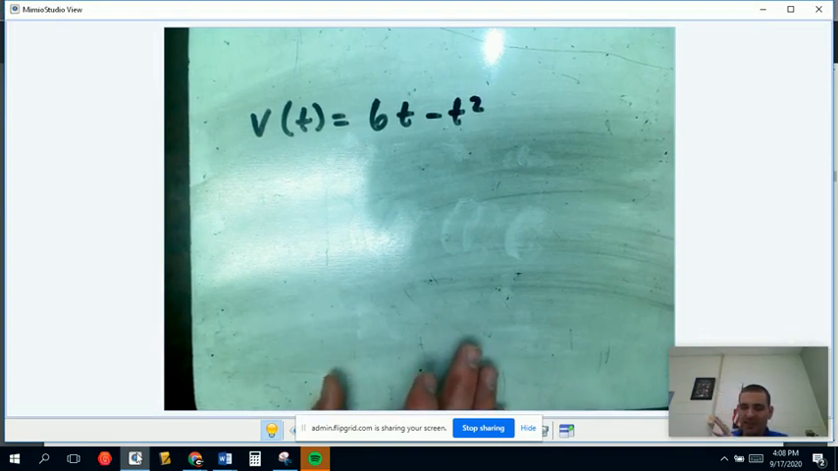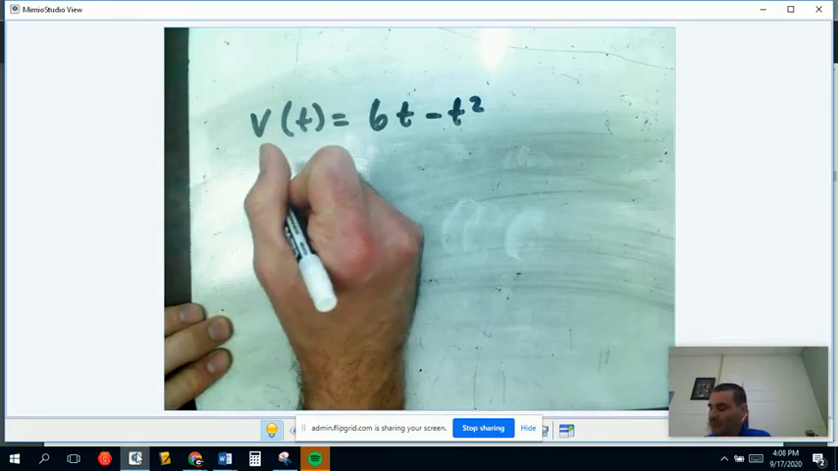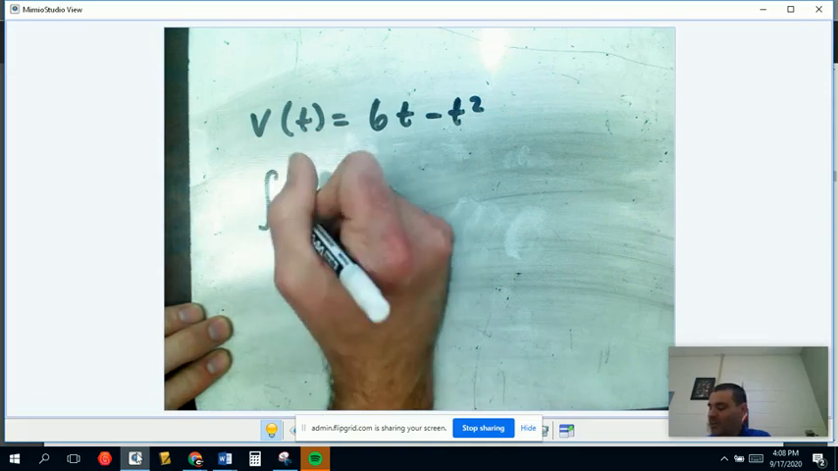Now, there's a difference between total distance and total displacement. Total displacement is how far did you move from point A to point B over a given set of time. You can move 100 feet, but your displacement could be 0 if you started and stopped in the same place. Total distance doesn't care which direction you went or where you end up. It just cares how far you actually traveled as you went. For total distance, you're going to need absolute values here.